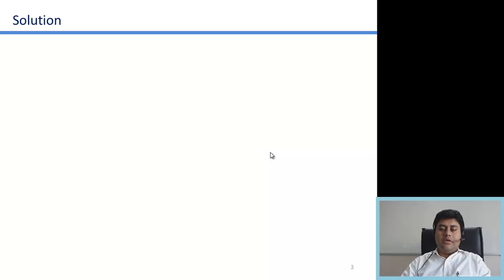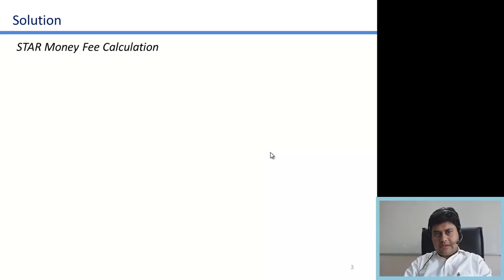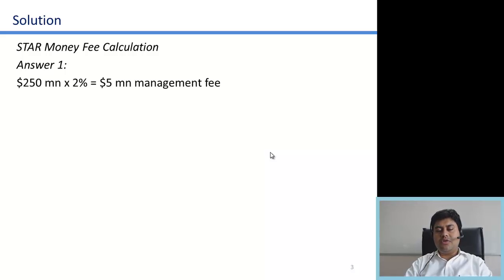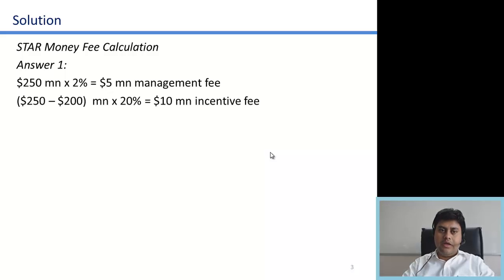So the solution goes like this. The first part of the question asks us to calculate the normal management fee. Now, as you can see, the question tells us that the base management fee is 2% of the fund value at the end of the period. So at year end 1, the value of the fund is $250 million multiplied by 2%, that is the rate for the management fee. That gives us the fee of $5 million for management fee.